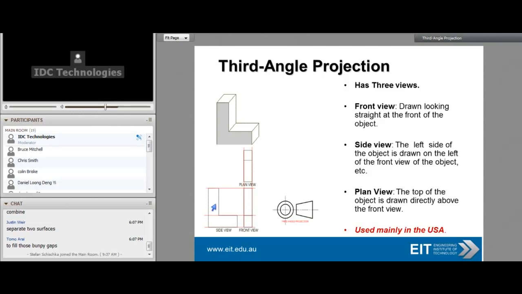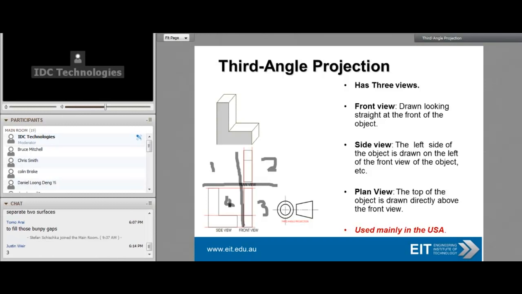Now, I've got a little trick that I use to remember this. I divide the drawing up into four quadrants. This is the first, this is the second, this is the third, and this is the fourth. Now, where is the front view in third angle projection? In which quadrant is it? Okay, everybody passed that tough question.